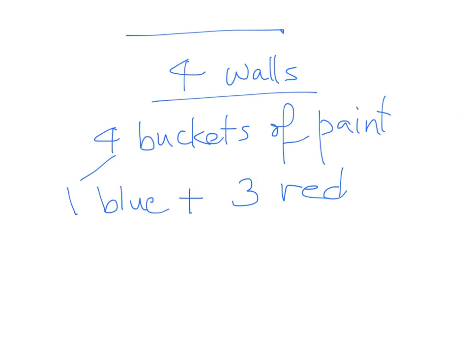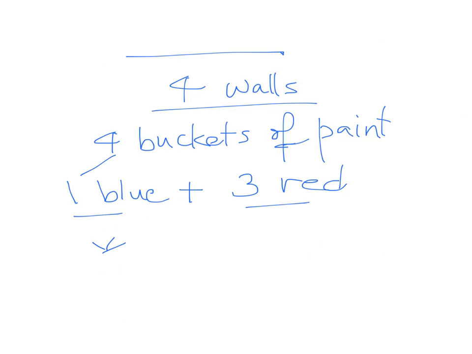That's a pretty fantastic room there. But let's say you have 1 blue and 3 red, okay? And you're also told that 1 bucket per wall is what you will need. There are 2 ways to paint this. One would be that you can have three red walls and 1 blue accent wall.